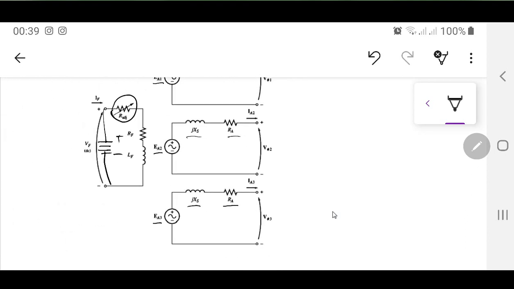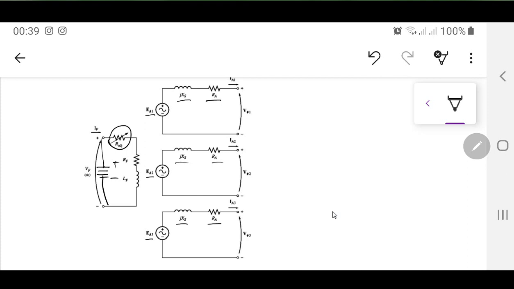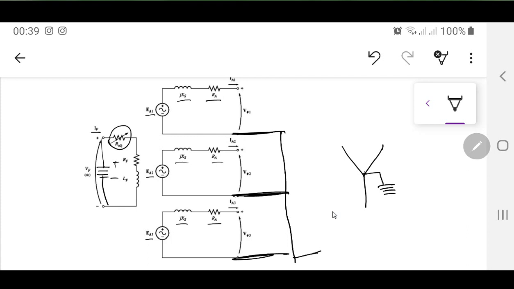If you are talking about a machine that is completely symmetrical and balanced, and you are going to connect it as Y connected or star connected, this means that this point is A dash, this point is B dash, this point is C dash. You are going to combine these together, and this is going to be connected to ground. So you are going to connect it to ground like this.